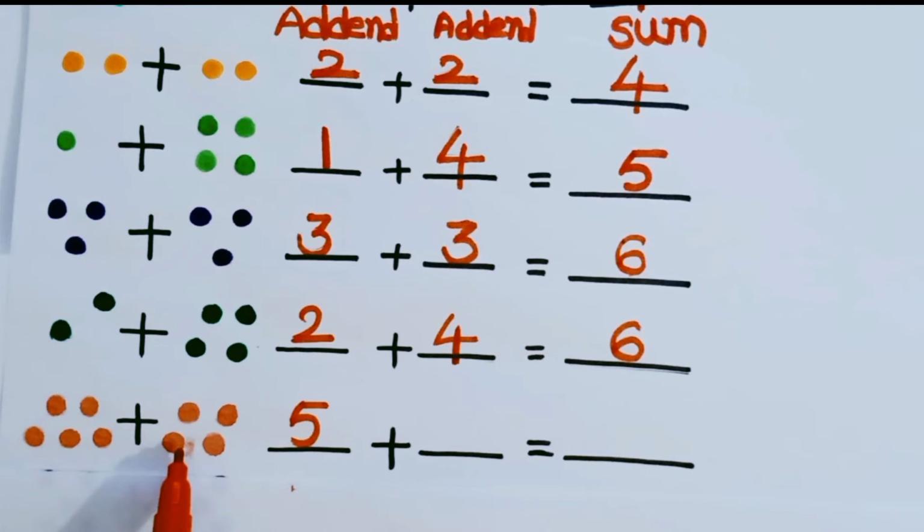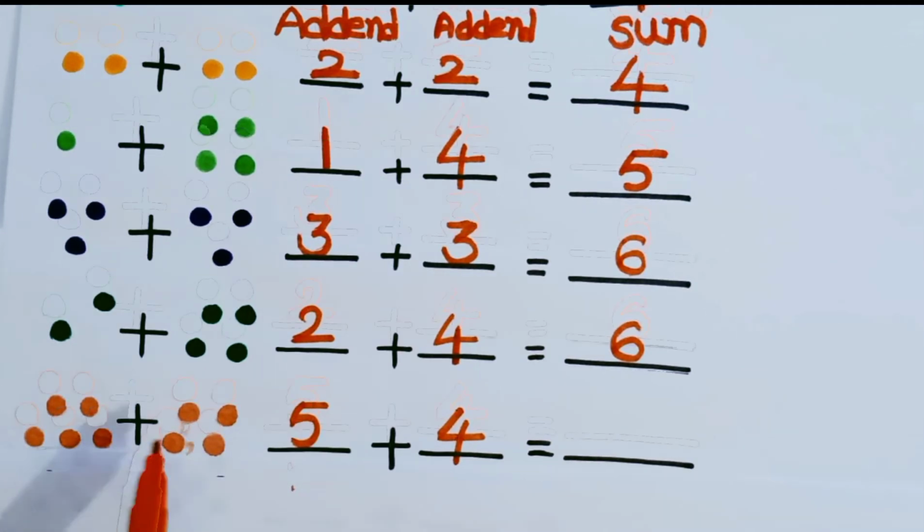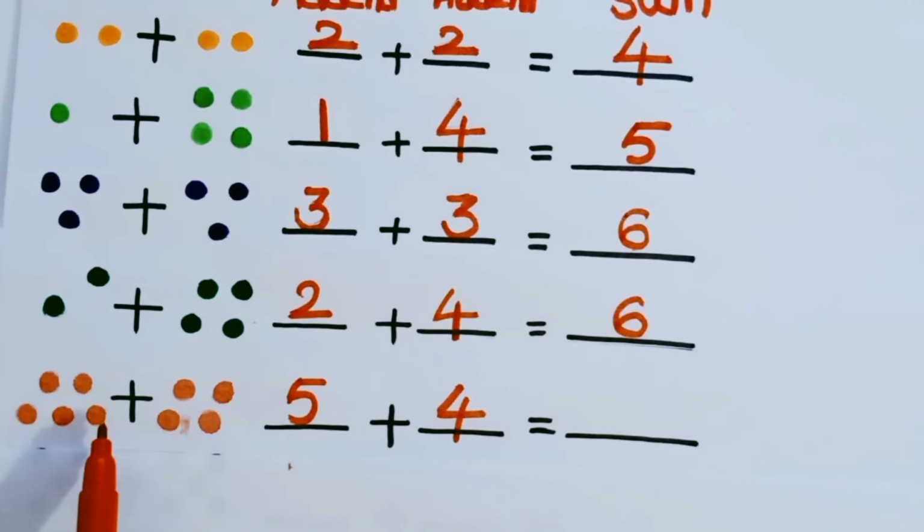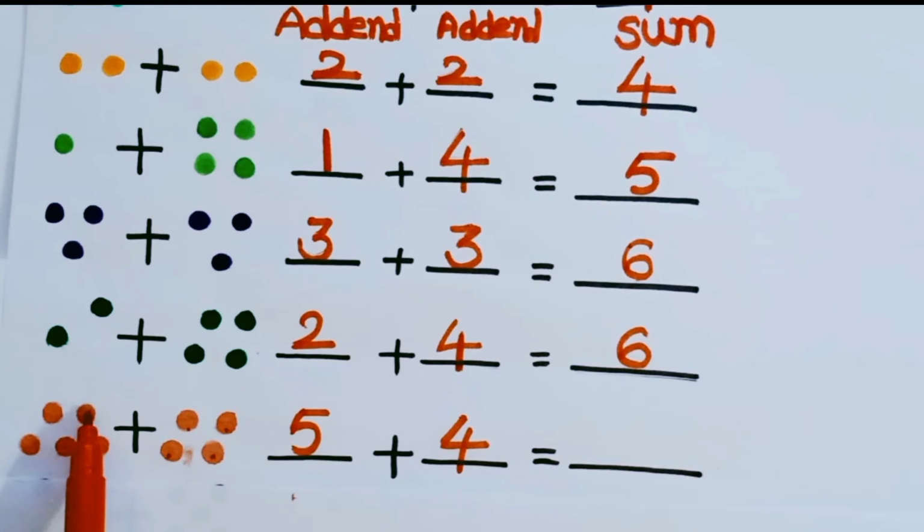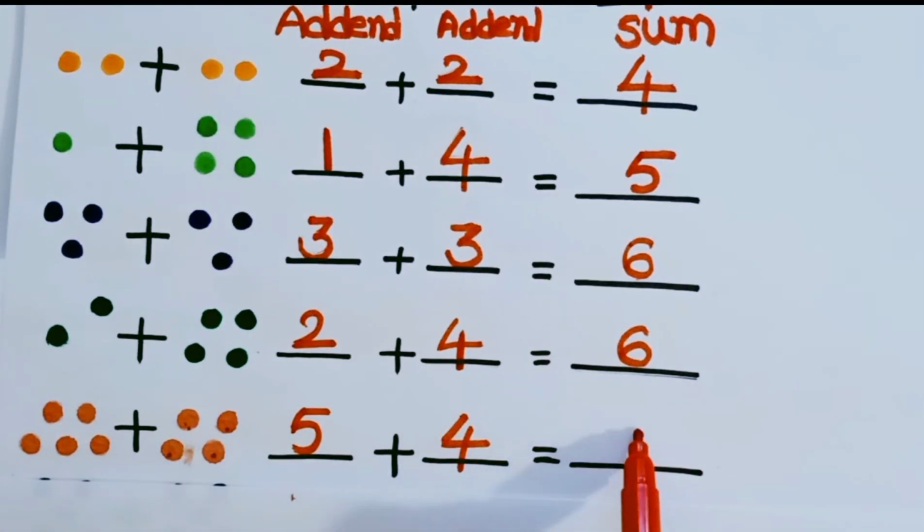Children, let us count the number of circles present here. How many are there? 1, 2, 3, 4. There are 4 circles. So we are adding 4 circles to the 5 circles. If we add 4 circles to the 5 circles, totally how many circles do we get? Let us count. 1, 2, 3, 4, 5. After 5, 6, 7, 8, 9. What is the sum? It is 9.